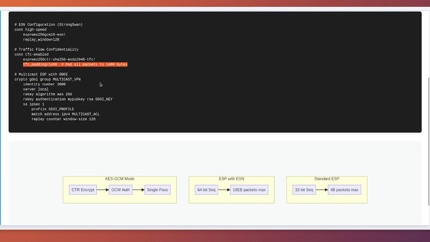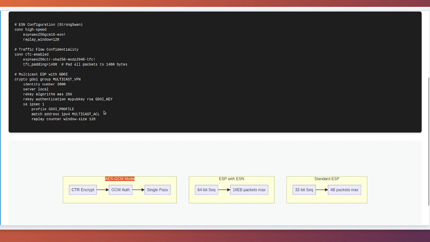Combined authenticated encryption modes like AES-GCM and ChaCha20-Poly1305 represent the next evolution beyond separate encryption and authentication. These modes provide both confidentiality and authenticity in a single algorithm, improving performance and reducing complexity.